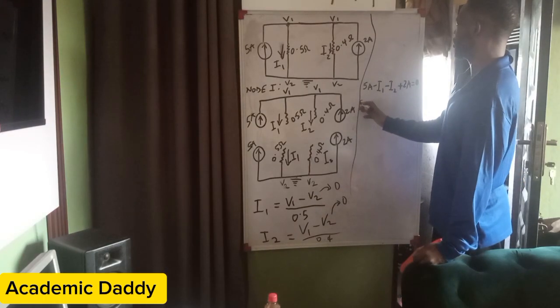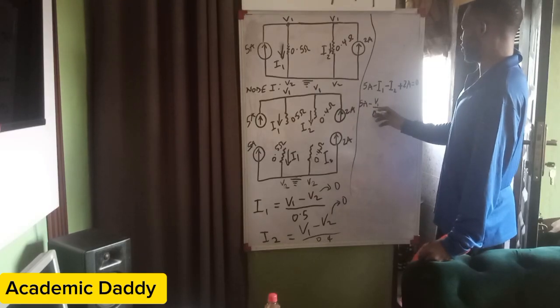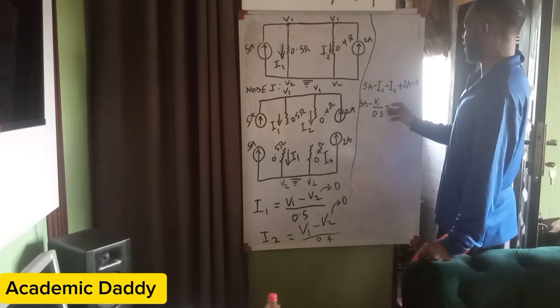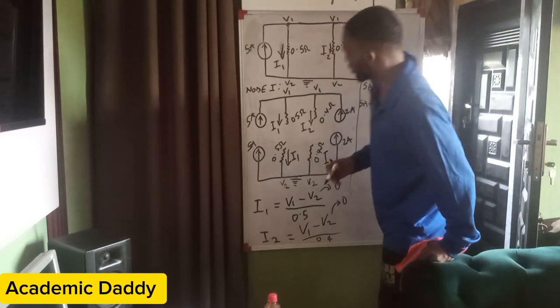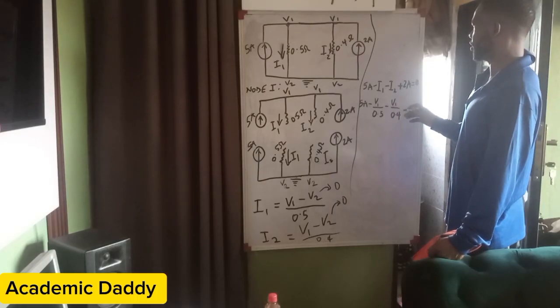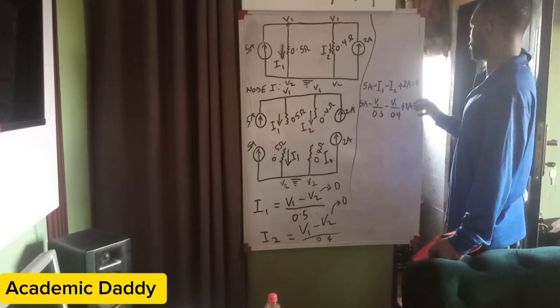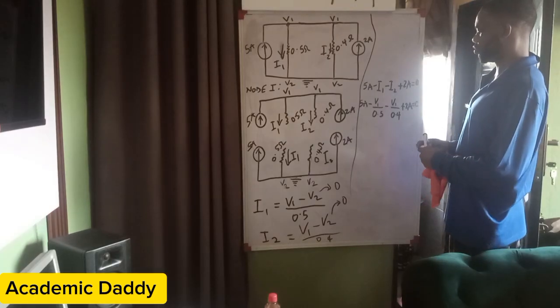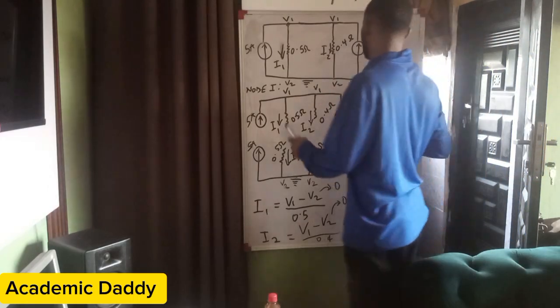So I'm just going to repeat it. So my 5A minus V1 over 0.5, minus V1 over 0.4. Is it 0.5? Is this the 0.5 they gave us? Yes, 0.5, then over 0.4, plus 2A equals 0. So now that you've noted this, I want to clean this so that I'll have more space to solve this question.